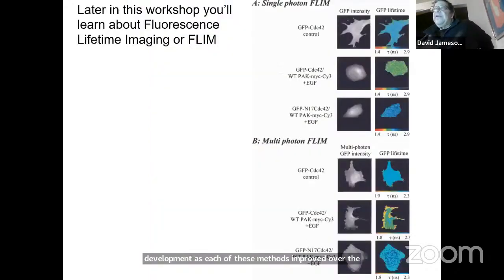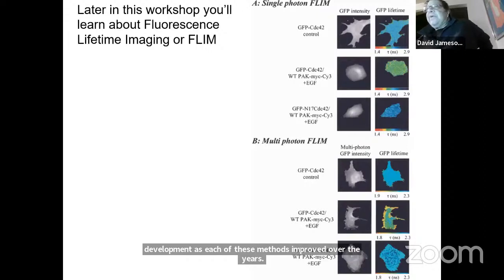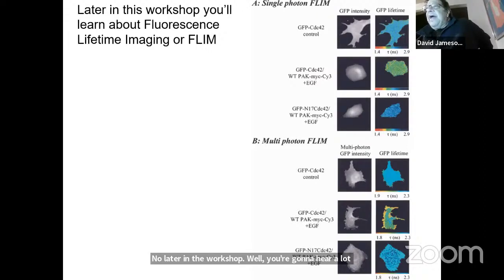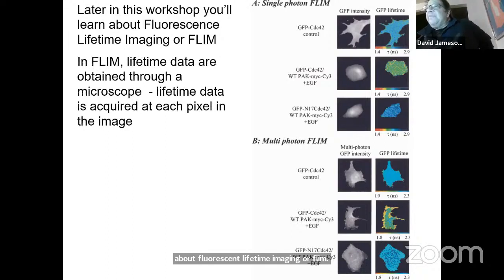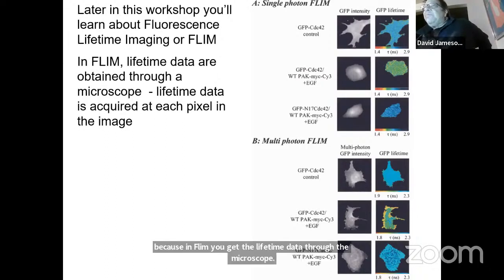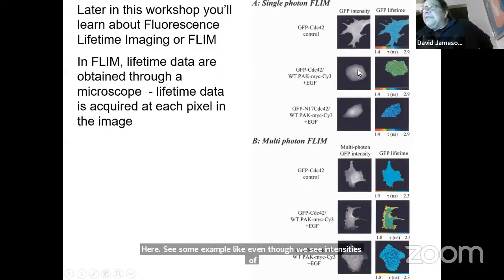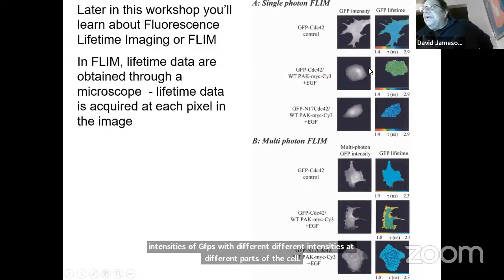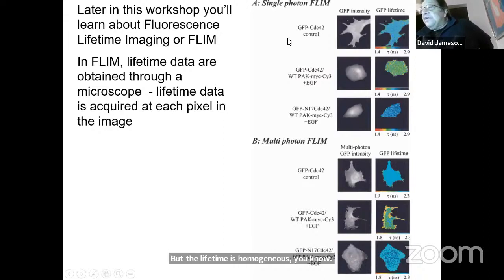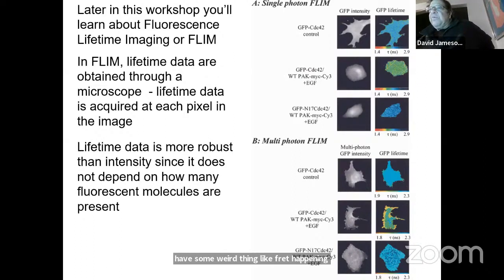Now, later in the workshop, you're going to hear a lot about fluorescence lifetime imaging, or FLIM. Because in FLIM, you get the lifetime data through the microscope, and you have lifetime data at each pixel in the image, and you hear about all these measurements. Here we see some examples, where even though we see intensities of GFP that are different at different parts of the cell, the lifetime is homogeneous, because it doesn't depend on the concentration unless you have some weird thing like FRET happening. And as we said, it's more robust than intensity. And that gives it the great advantage, as you're going to see in many examples in this workshop.